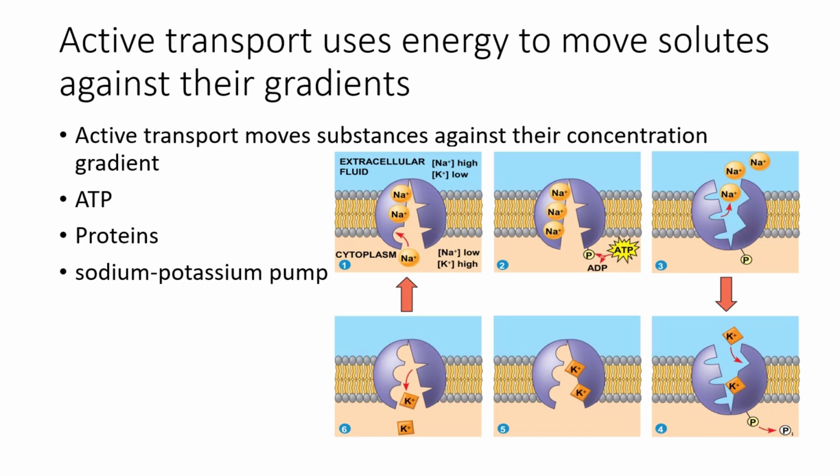A very good example of active transport would be the sodium-potassium pump. This is one of the active transport systems. What does it do? It's moving sodium and potassium.